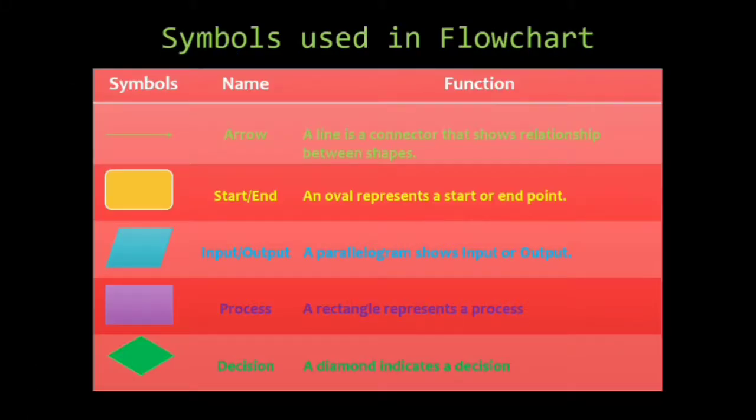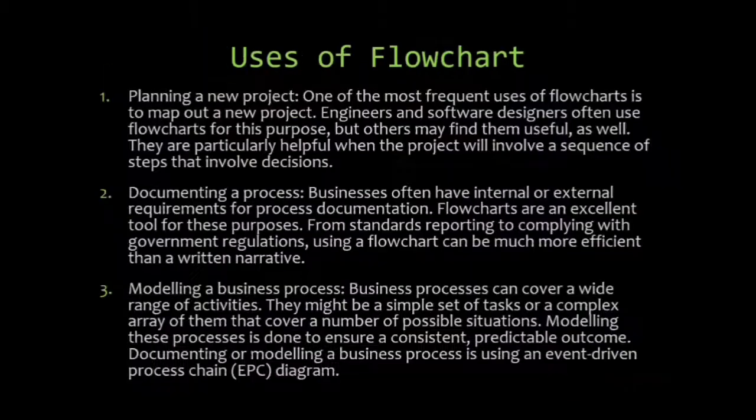Symbols used in flowcharts. The first symbol is an arrow, which is a line connector that shows the relationship between the shapes. Second is the start or end symbol. An oval represents a start or end point. Third one is input and output. A parallelogram shows input and output. Fourth one is process. A rectangle represents a process. And then a decision. A diamond indicates a decision.